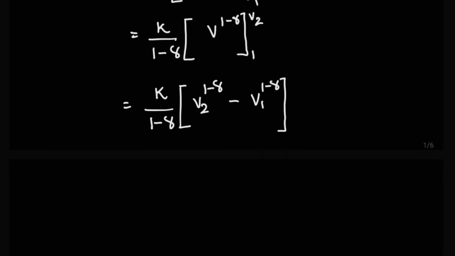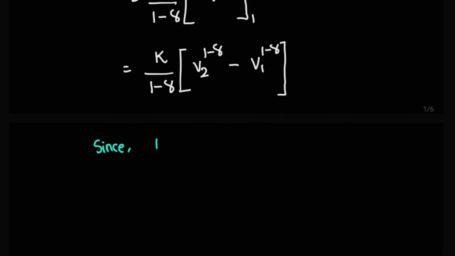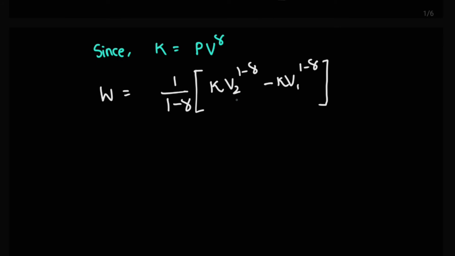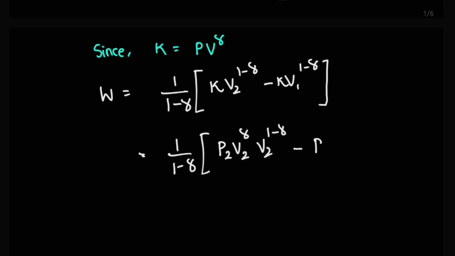All right, so we can say that since K is equal to PV to the gamma, the work done W is basically, and since V2 is associated with a K over here, we can say that the value of K over here is P2V2 to the gamma, V2 to the 1 minus gamma, minus P1V1 to the gamma, V1 to the 1 minus gamma.